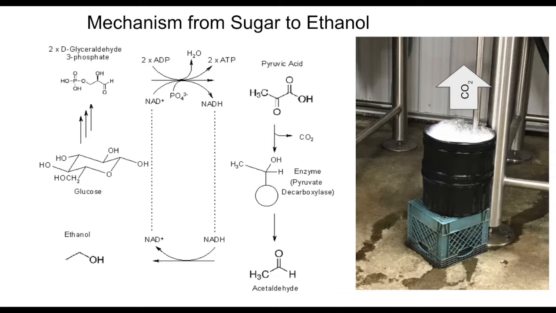A series of enzyme-catalyzed reactions convert each molecule of glucose into 2 molecules of glyceraldehyde 3-phosphate. In the yeast, this molecule is converted to the carboxylic acid, pyruvic acid, along with other byproducts in the process. From here, the pyruvic acid is converted to acetaldehyde, a simple aldehyde.